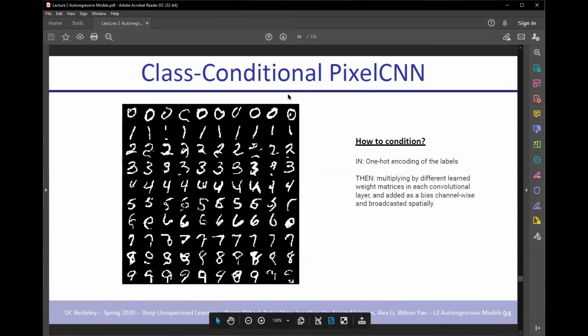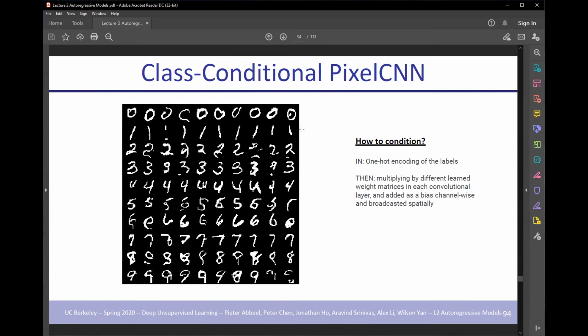And the class conditional Pixel CNN: how do you condition your output? He says you one-hot encode the labels, and then, and this is the part which, again, if somebody has done it and is familiar with it, please feel free to chime in and explain in more detail.